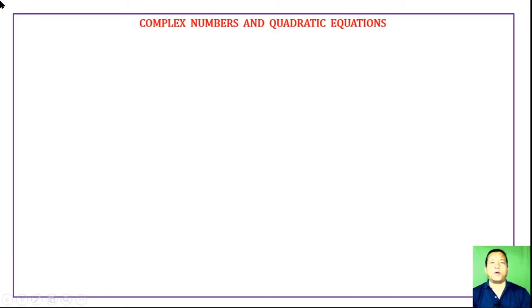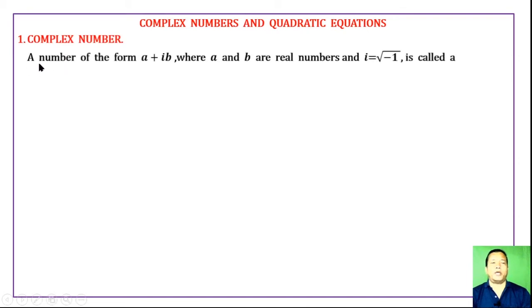Complex numbers and quadratic equations. Complex number: a number of the form a plus ib, where a and b are real numbers and small i equal to square root of minus 1, is called a complex number. A plus ib की form da a amasung b na real number sing oiba i na square root of minus 1 oiba number amabu complex number kawi.